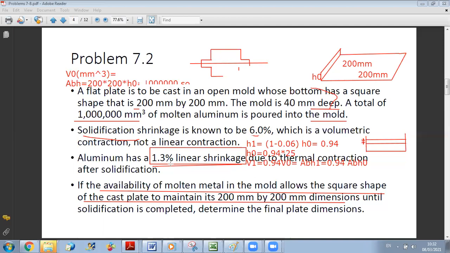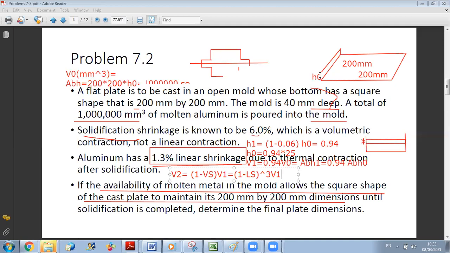And I can correlate the volumetric shrinkage, which is the volume reduction, to the linear shrinkage. How can I do it? If they gave me the volumetric shrinkage, it means that V2 is equal to (1 minus volumetric shrinkage) times V1. And if they give me the linear shrinkage for each dimension, then V2 is equal to (1 minus the linear shrinkage) cubed times V1. Why cubed? Because each dimension is reduced by 1.3%. If you want to do it in detail, 200 is multiplied by 98.7%, the other dimension 200 is also multiplied by 98.7%, and the height is multiplied by 98.7%.